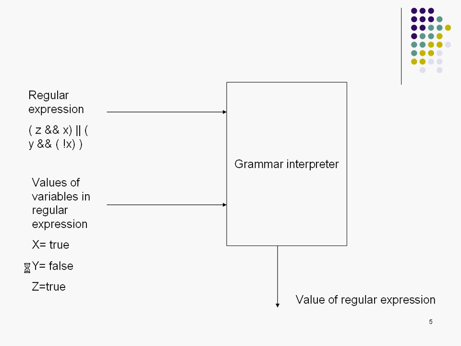So my problem is to design a module which takes two inputs. The first input is the expression, which is the problem statement: z and x or y and not of x. The second input to this module is the values of variables x, y, and z, which happen to be true, false, and true in this case. And the output of this module is the value of this expression, which is going to be true in this case.